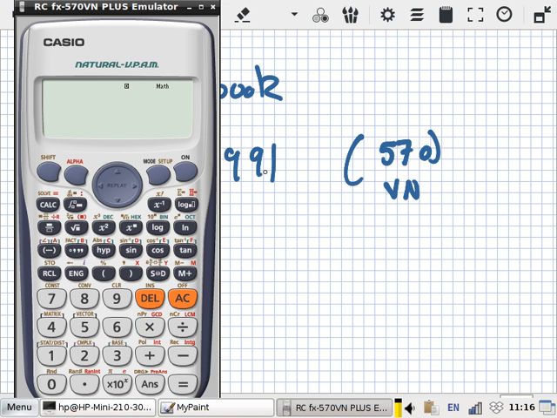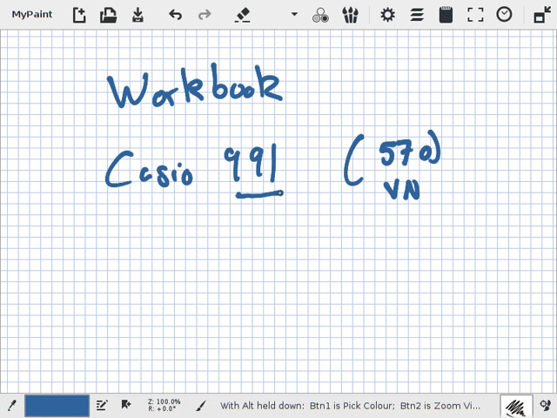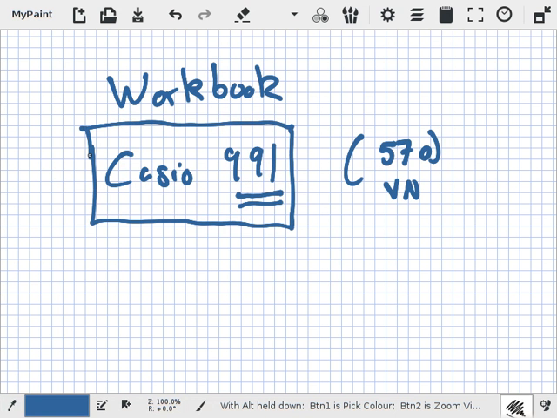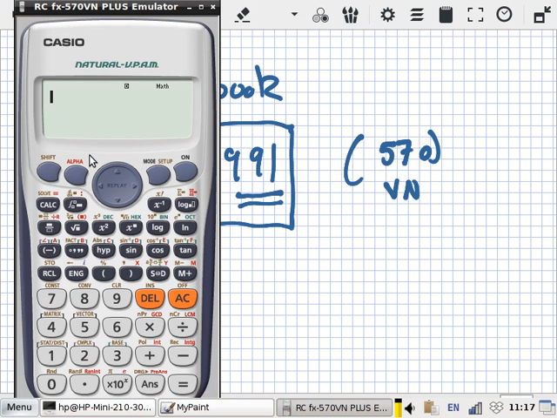Which calculator do you have? You don't have one, so you can buy one. You can get this one easily enough. Casio 991 is probably the easiest one to get. It's very, very similar to this one. In fact, it's nearly exactly the same. Because you have the 991 and it looks just like this. Yeah, I have this one. Yes, it's very similar, yeah.